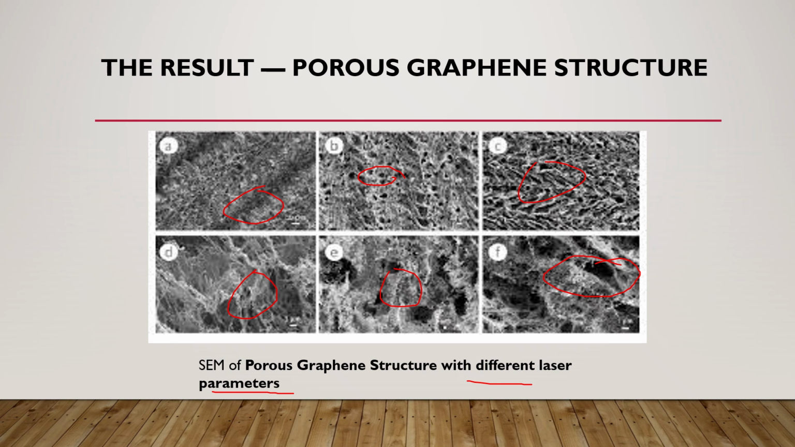So you need to make sure of the laser parameters: scan speed, defocus and power. What we want to get also determines what laser power we will use, because different laser powers give different kinds of porous graphene sheet.